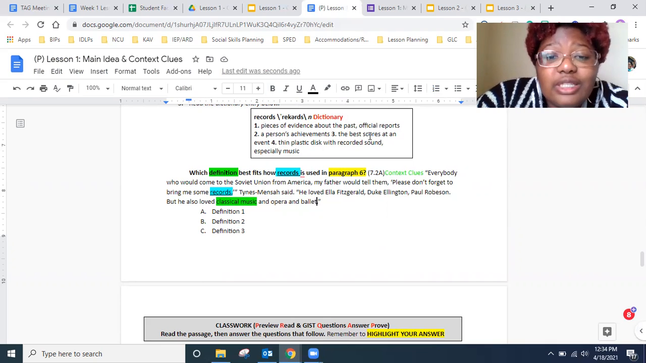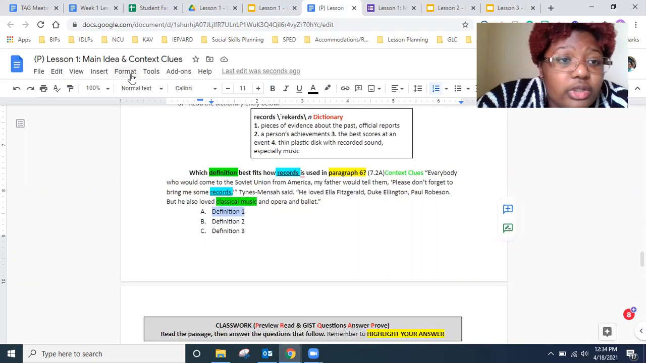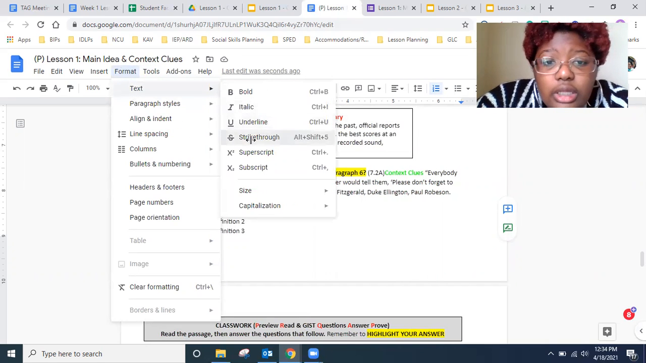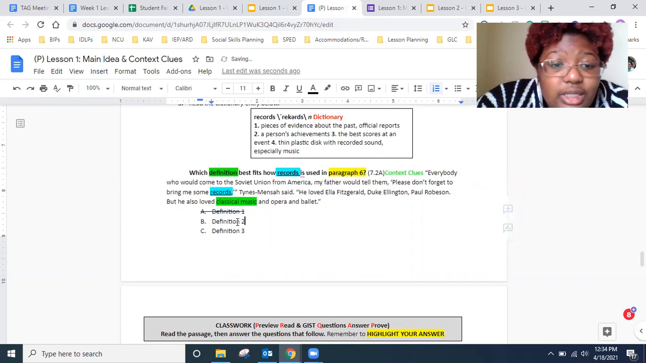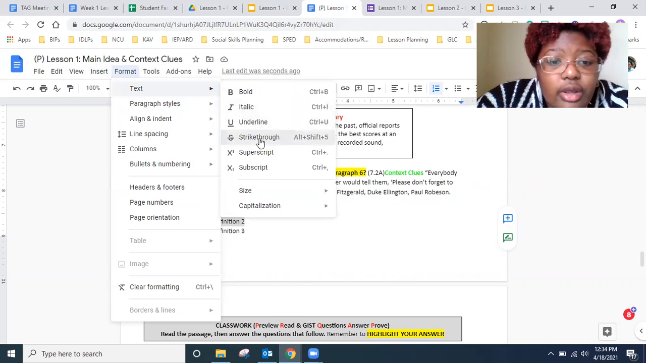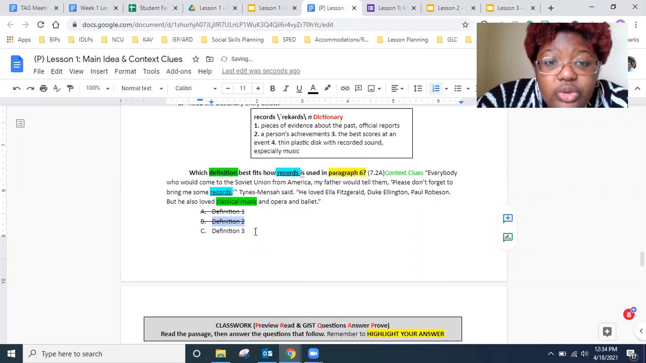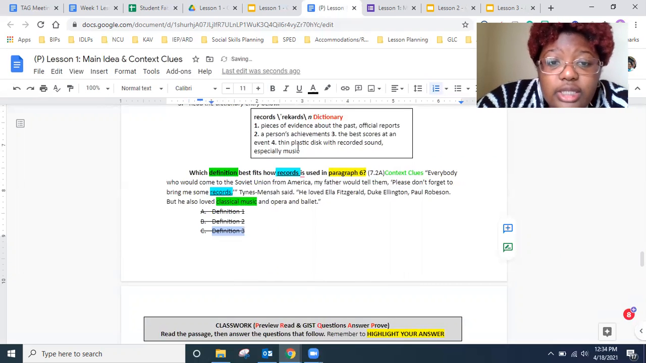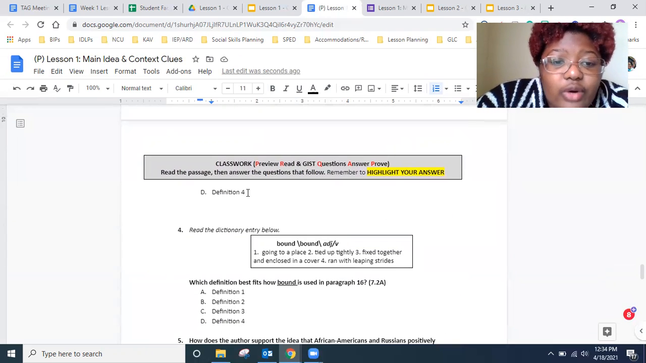One says pieces of evidence about the past. That does not talk about music, so I'm going to strike that one out. Two says a person's achievements. That's not music either, so I'm also going to strike that out. Three says the best scores at an event. That doesn't talk about music, so I'm going to strike that one out as well. Four says thin plastic disc with recorded sound, especially music. Well, there we go. So that means that four is my answer.